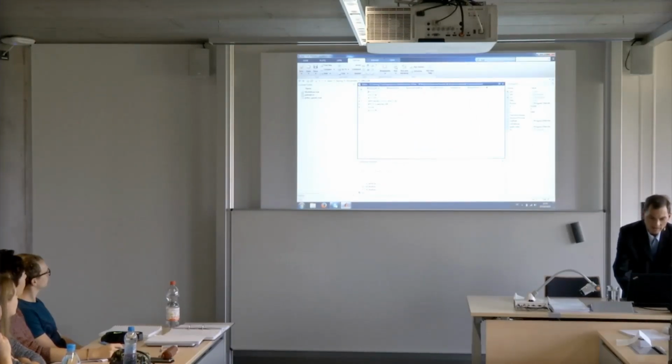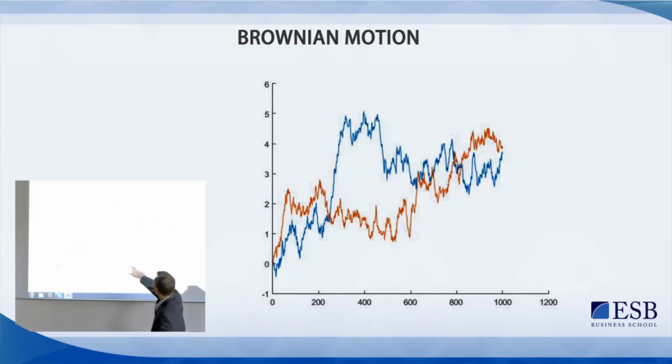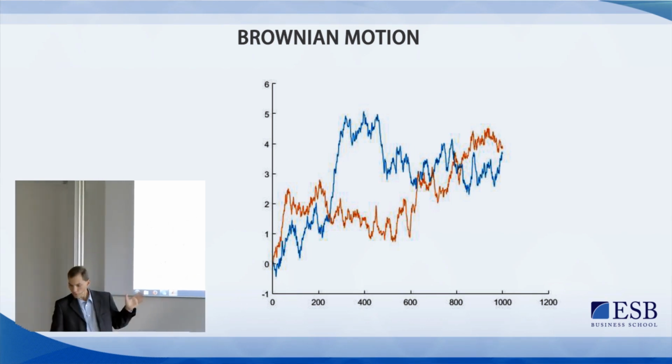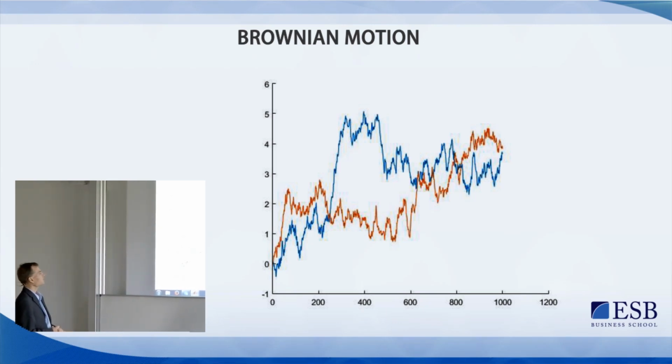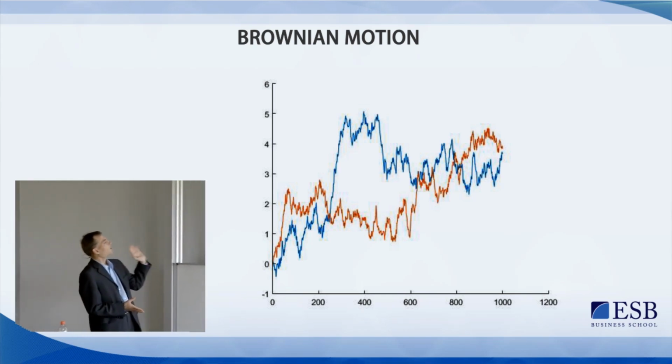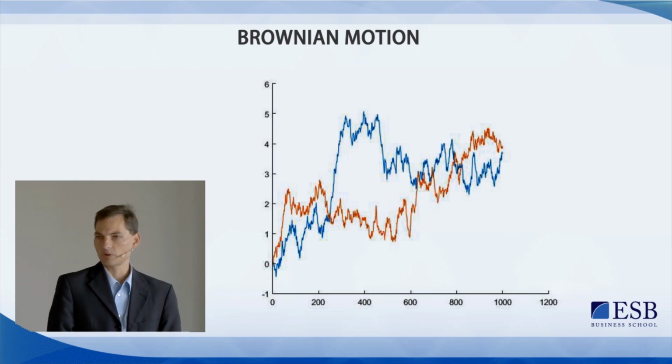If I click once again on Run, and now we take a look at the graph, you see a new curve, this red one. Once again, this curve is not based on data, it's based on simulation. And you can do hundreds of simulations, obviously, of such curves. This is what we call a stochastic process, or a Brownian motion, or a synonym for this is a Wiener process.